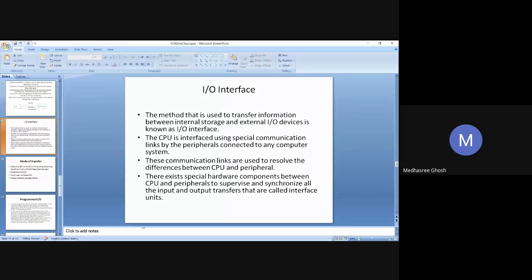So that is the main point over here, even about the IO interface. The method used to transfer information between internal storage and external input output devices is known as input output interface. Simply, this is a way of communicating between input output devices and the processor. Now, the CPU is interfaced using special communication links by the peripherals connected to any computer system. Whenever we instruct the CPU to do something, it needs some input output device to take the inputs from the user and to show the outputs to the user. So it has to interface with those modules, and by special communication links, the CPU does this interfacing.